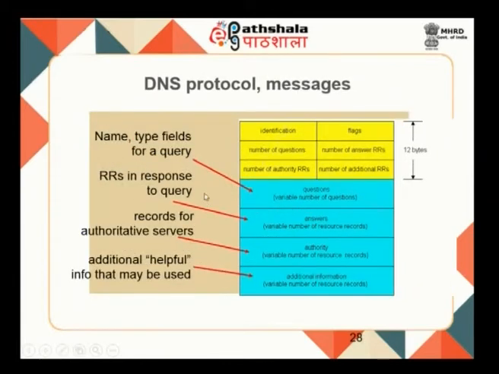Okay. So, the questions field here will have the name and type fields for the query, and the RRs in response to the query will be here in the answers field. Authority, as I said, will have the authoritative answers, and additional information is additional useful information, like your MX type records and other information that may be useful, which will be returned in this. Okay. So, this is basically how the DNS protocol exchanges messages using this particular format.